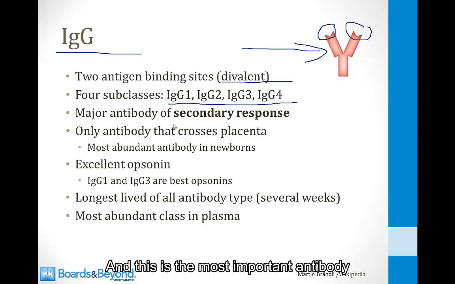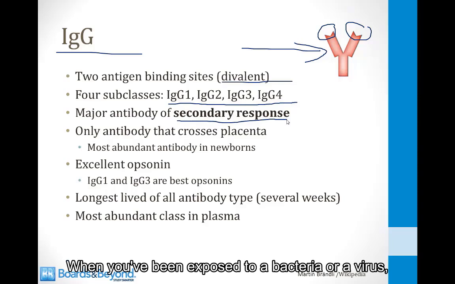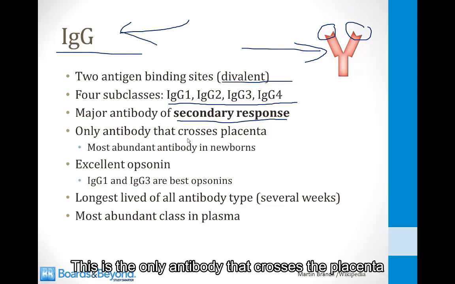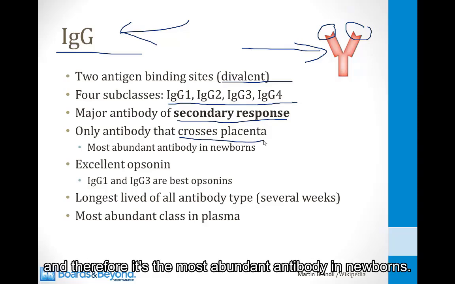And this is the most important antibody in a secondary response. When you've been exposed to a bacteria or a virus and you develop memory B cells and then you are re-exposed, the secondary response is rich in IgG antibodies as opposed to the primary response. This is the only antibody that crosses the placenta, and therefore it's the most abundant antibody in newborns.